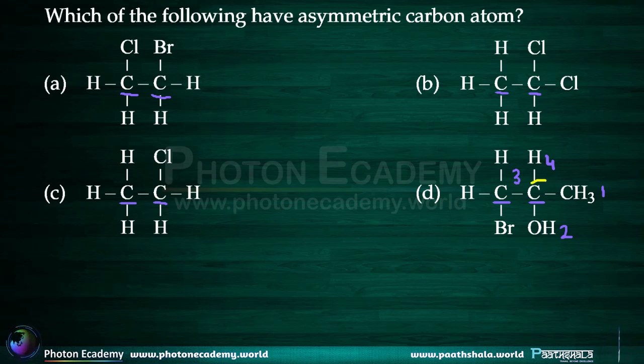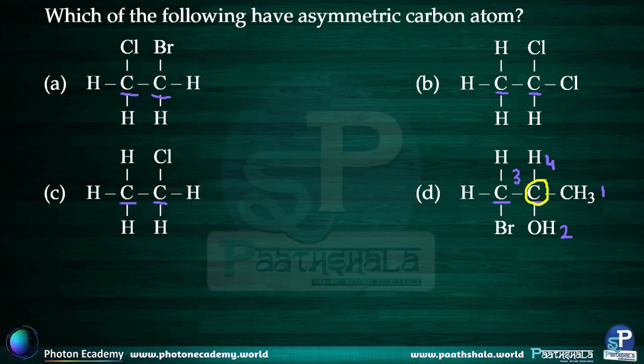We highlight the asymmetric carbon atom in yellow. Thus, we observe that compound D is the only compound having an asymmetric carbon atom, and thus option D is the appropriate answer to our question.